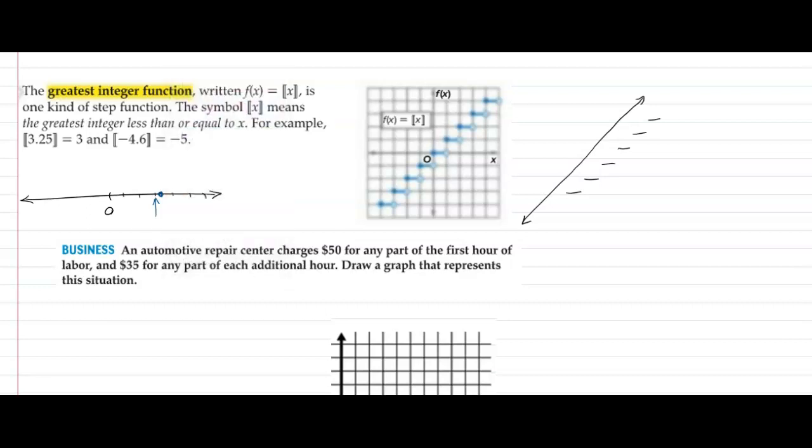What about this one? Negative 4.6. Well, that's going to be off on the negative side. Negative 4.6 would be about here. What is the greatest integer less than this? It would be right here, negative 5.